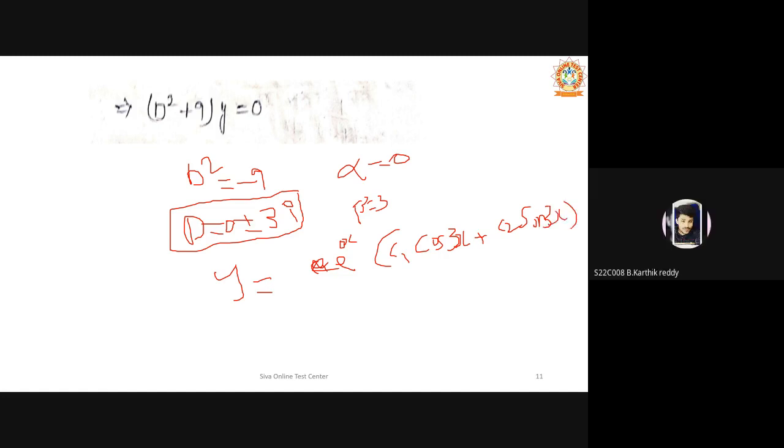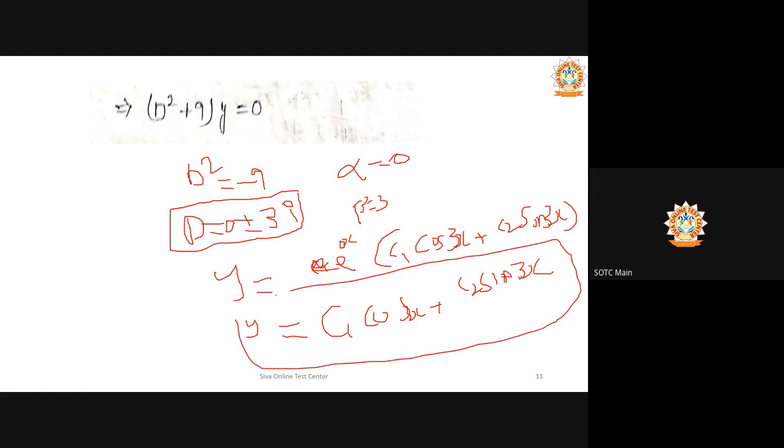Sir, we can take AB instead of C plus, right, sir? Yes, you can consider AB, because C is represented as a constant. e power 0x will become 1. So here your answer will become c1 cos 3x plus c2 sin 3x. Right? Y is equal to this, this is your answer.